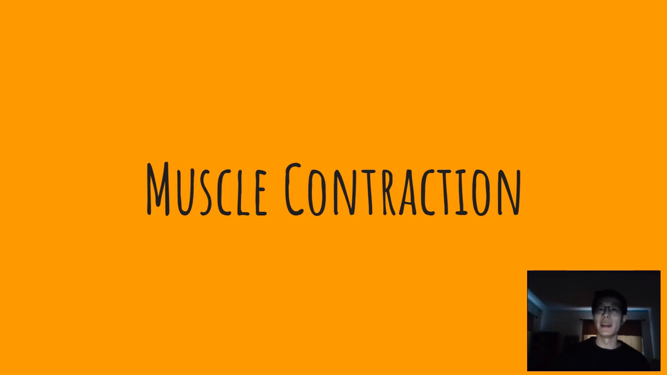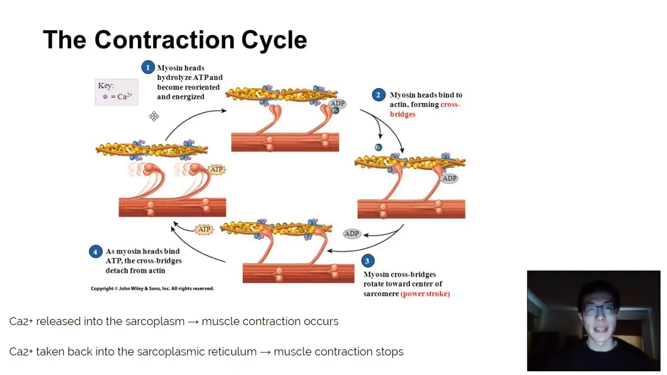Today we are going to talk a little bit about muscle contraction, more specifically the contraction cycle. So let's get started. Okay, so the key ion within the contraction cycle is calcium.